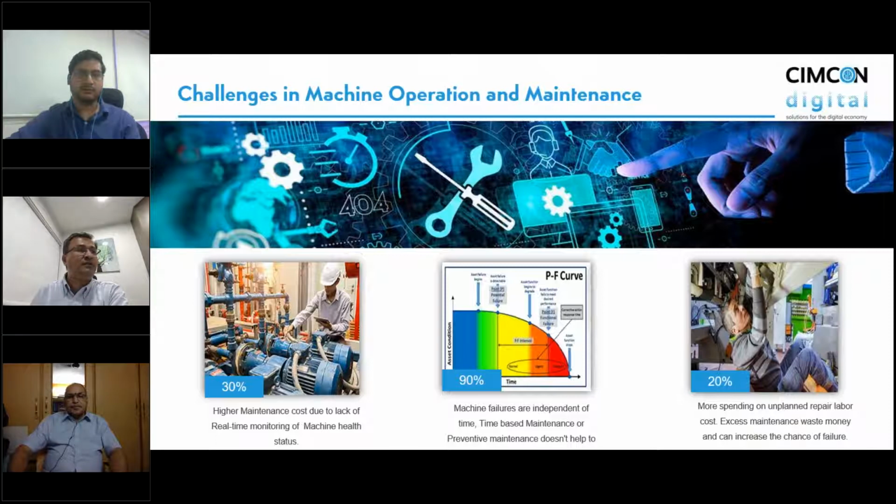So Mr. Subba Rao will cover how maintenance practices evolved over time, traditional approaches of machine health monitoring and their limitation, and how IoT technology shall help you to improve machine performance and machine reliability. Over to you, sir.